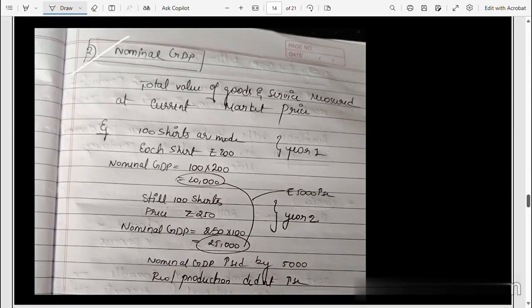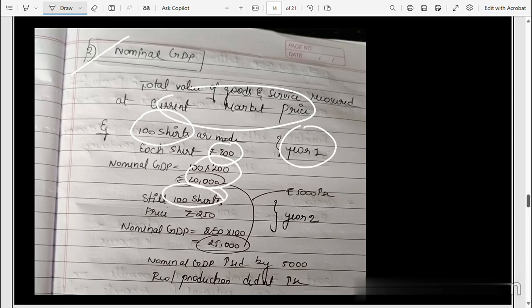The second one is the nominal GDP. This is the total value of goods and services measured at current market price. Let us understand again through an example. You are a businessman and you produced 100 shirts and the cost of each shirt is 200 rupees. So what is the nominal GDP? 100 into 200, 20,000. This is year one. Next year you are still producing 100 shirts only, but the cost of each shirt has increased by 50 rupees, so it is 250 rupees. So the nominal GDP is 25,000, right? So there is an increase of 5,000 rupees.